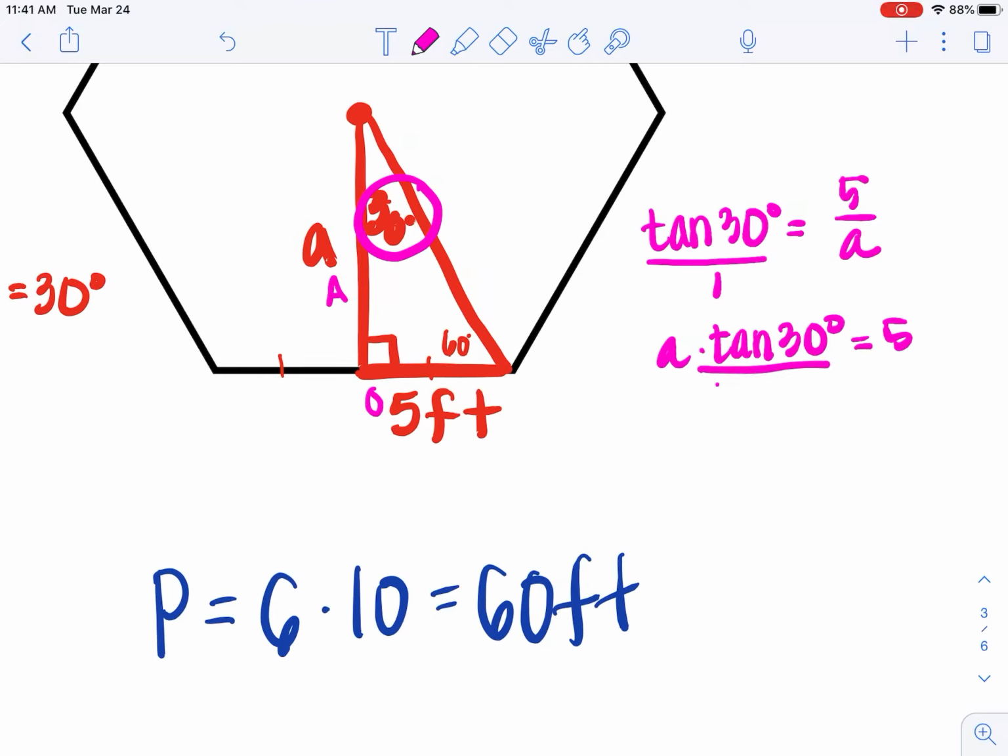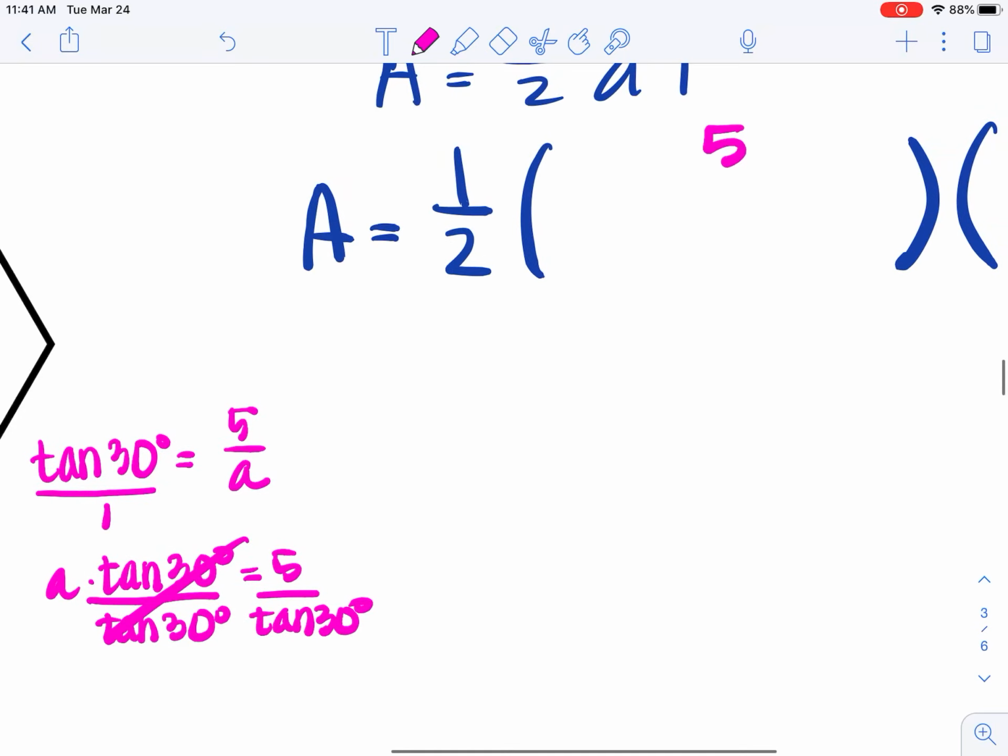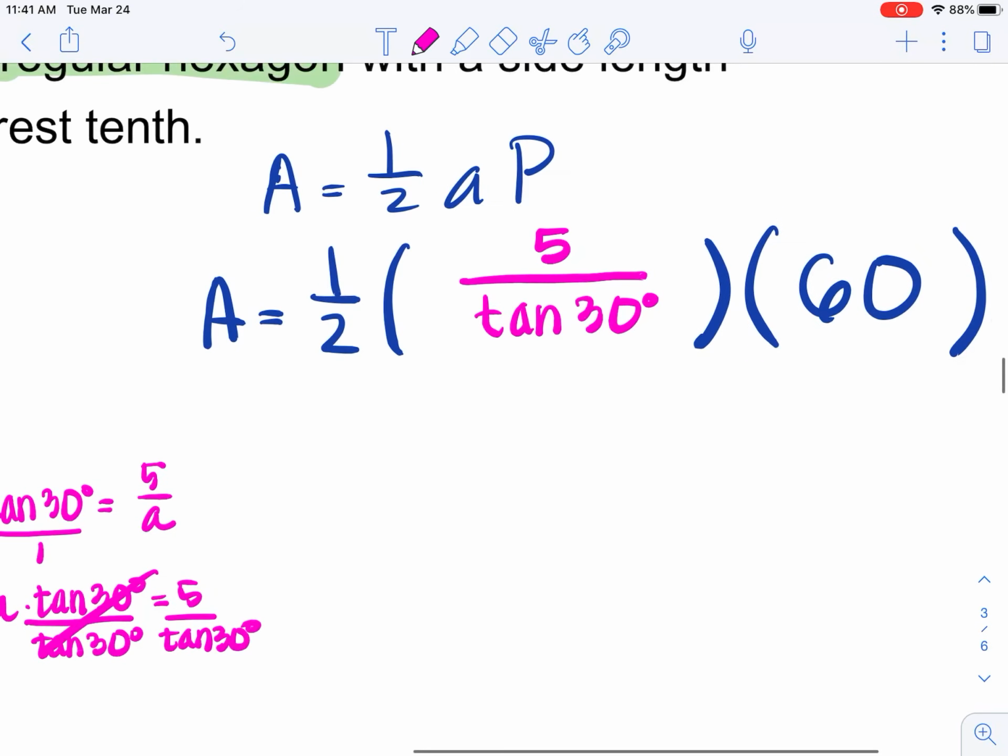We have A times the tangent of 30 is equal to 5, and then go ahead and get A by itself by dividing both sides by tangent of 30. So now we know the apothem is 5 divided by tangent of 30. That's why I left this big space here, because we're going to leave it as 5 divided by tangent of 30 and then pop it in our calculator as one big problem.